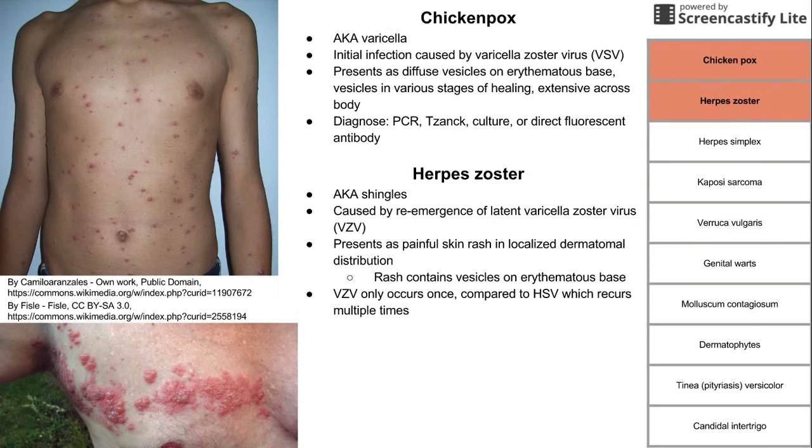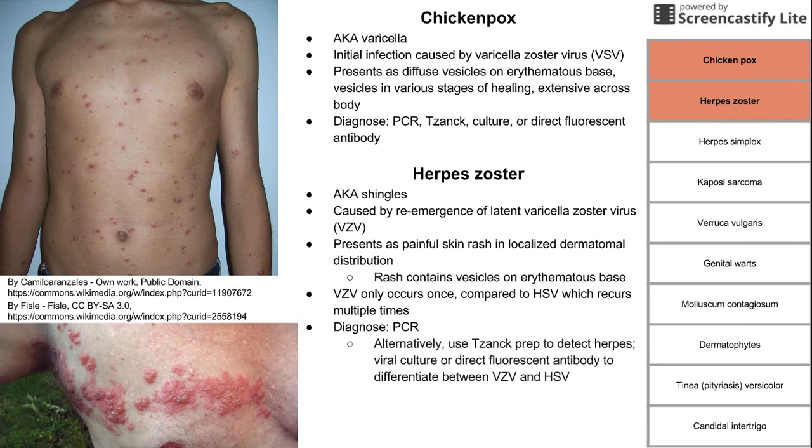The VZV only occurs once, and this is in comparison to HSV, which can recur multiple times. And we'll talk about herpes simplex more in a bit. You want to diagnose herpes zoster with PCR. You can also use a Zank prep, but those do not help you differentiate between VZV and HSV. You treat herpes zoster with acyclovir or valacyclovir to reduce the length of the episode and to treat that neuralgia, that nerve pain that you get associated with herpes zoster.